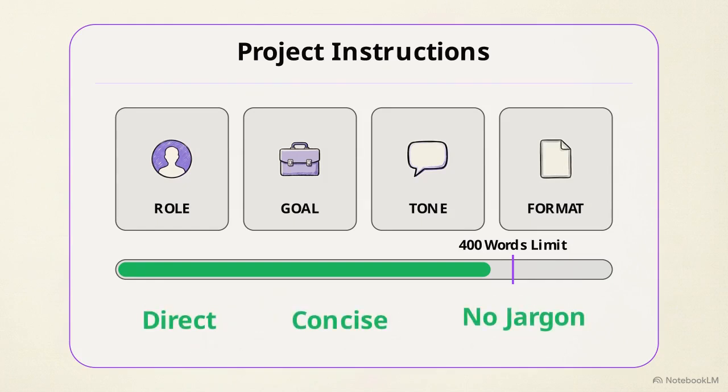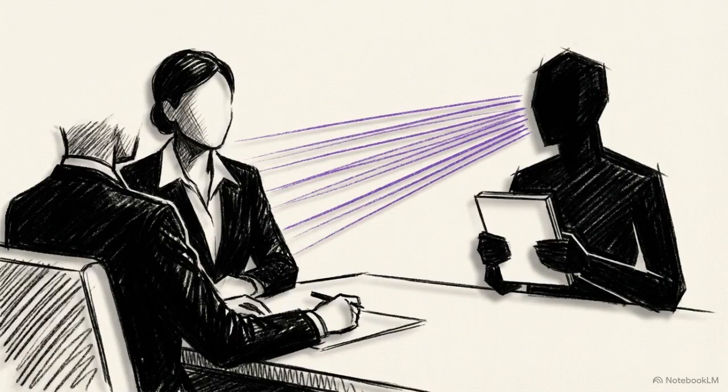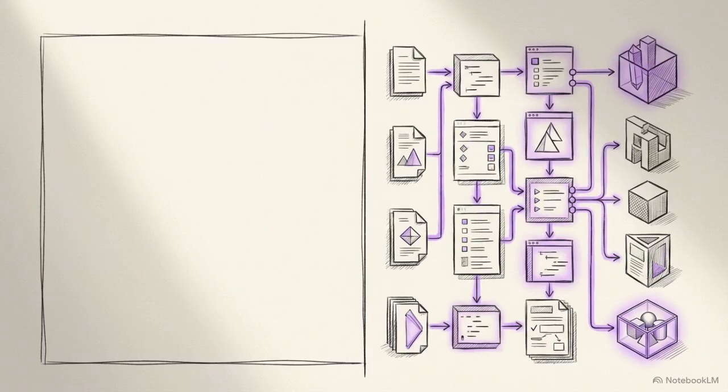Delete vague adjectives and replace them with precise, concrete directives. Write this text as if you are briefing a highly capable human contractor starting work today. This converts a generic text generator into a specialized tactical partner.